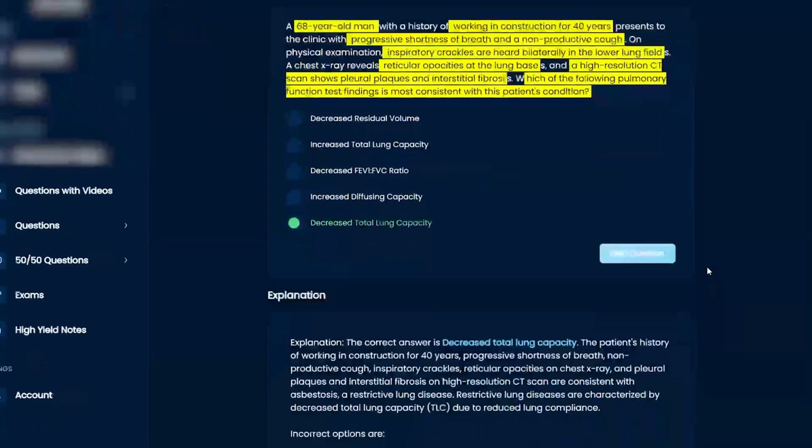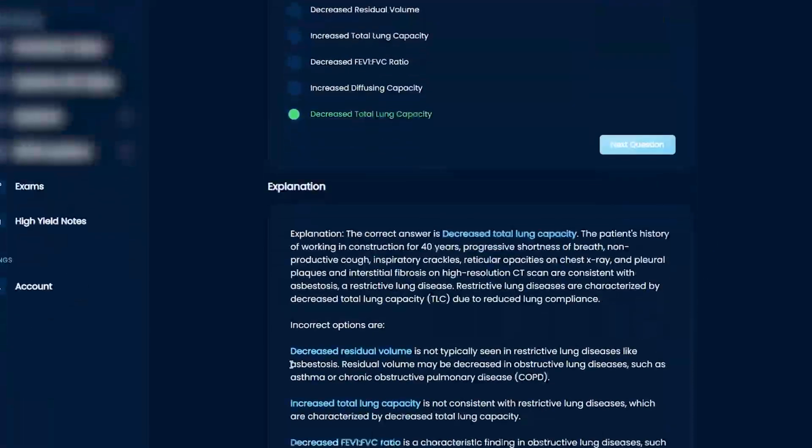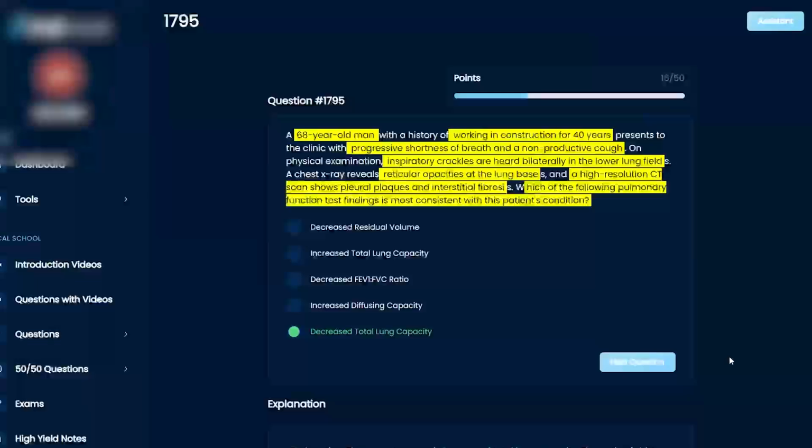Yeah, so this one's kind of tricky, right? Not typically decreased in restriction like asbestosis, right? Residual may be decreased in obstructive lung diseases such as asthma or chronic bronchitis, but it should be relatively normal, I think. So it's kind of interesting, right? It's a very tricky question, but understanding these terms, total lung capacity for sure is going to be decreased. That's directly from your formula, right? So go with that, and don't get caught up on decrease, because of course that's going to be a little bit more of your obstructive. So good.